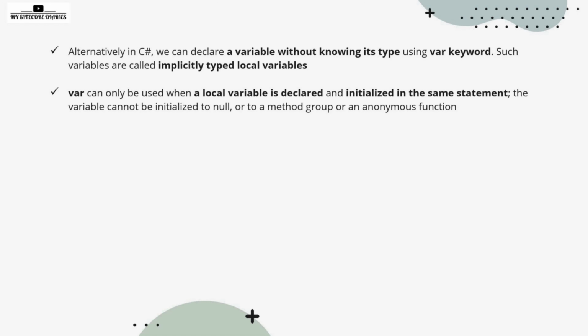Var can only be used when a local variable is declared and initialized in the same statement. The variable cannot be initialized to null or to a method group or anonymous function. So whenever you are using var, you have to define its value in the same statement, like var i = 0. Var cannot be used on fields at class scope.